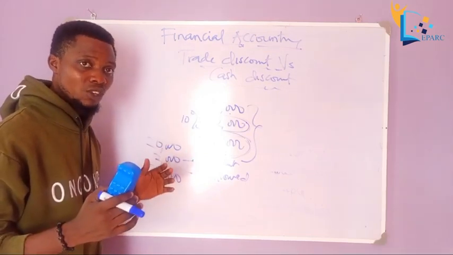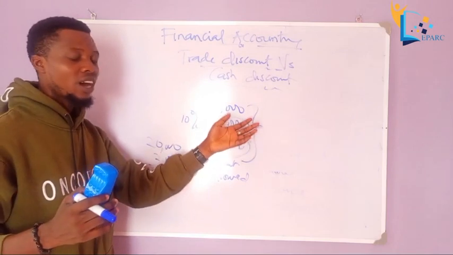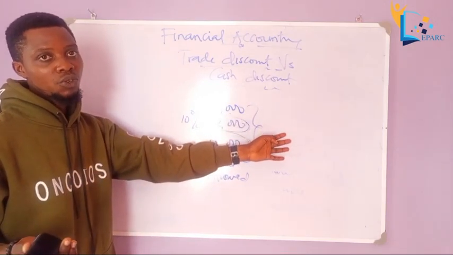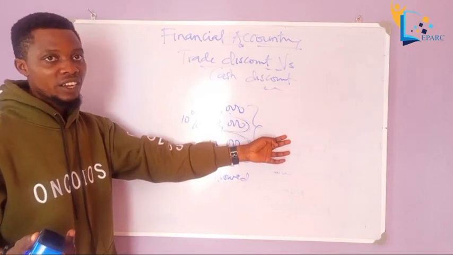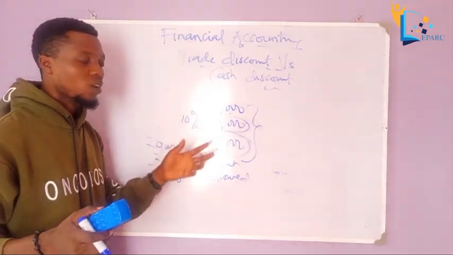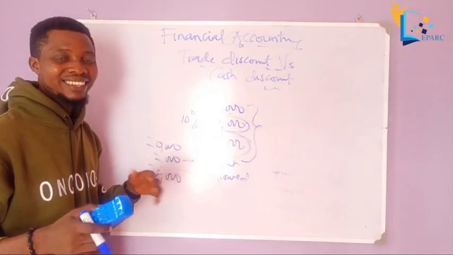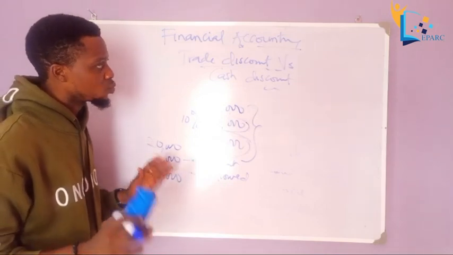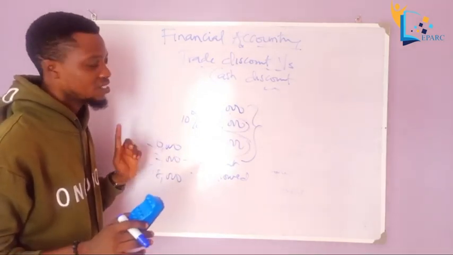If you're recording in the seller's books, we're going to have the sales ledger and the cash book. But if you're working in the books of the buyer, we're going to have the purchase account and the cash book. Okay, so these are the slight differences between the cash discount and the trade discount.